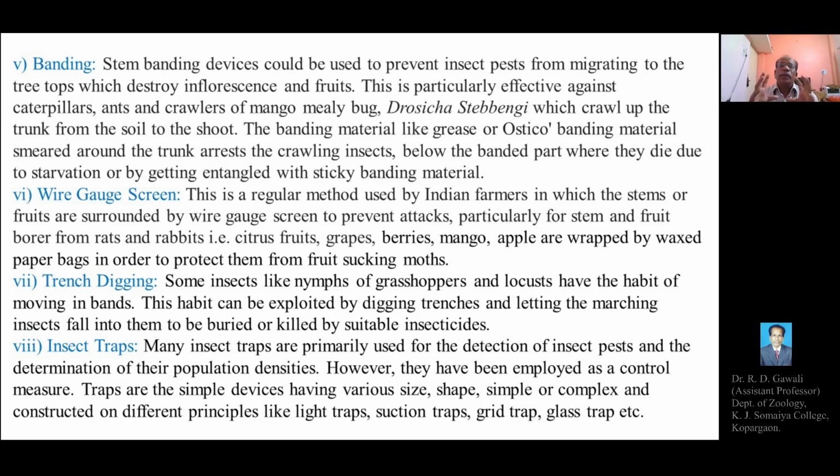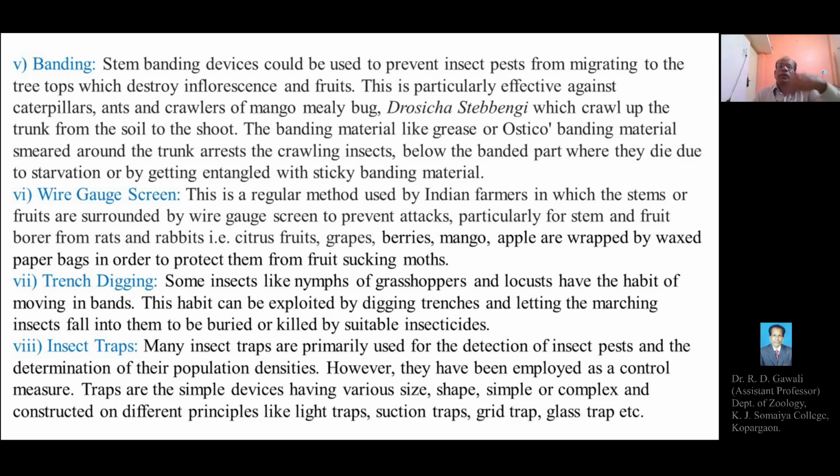So such bandings can form a barrier on the entire surface of the trunk or the shoot of the trees. So ultimately preventing the movement or the migration of the insect pest to the top side of the trees and ultimately preventing the damage caused. So the banding material like grease or astico, that is a banding material which is smeared around the trunk, stops the crawling of the insects below the banded part where they die off due to starvation. So the use of sticky bands.